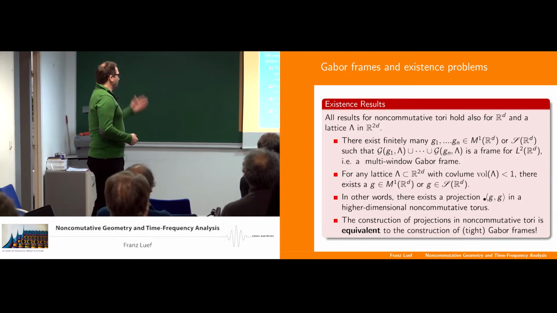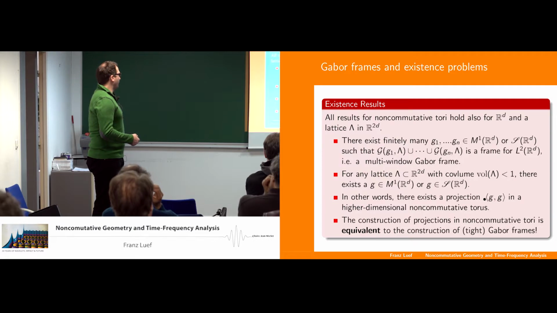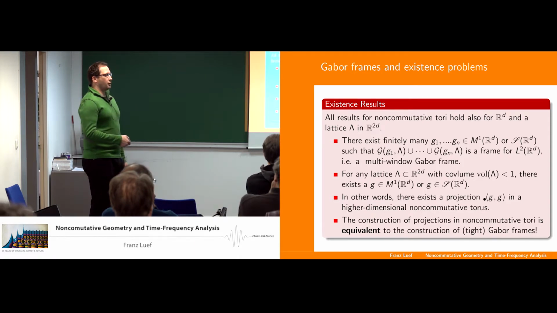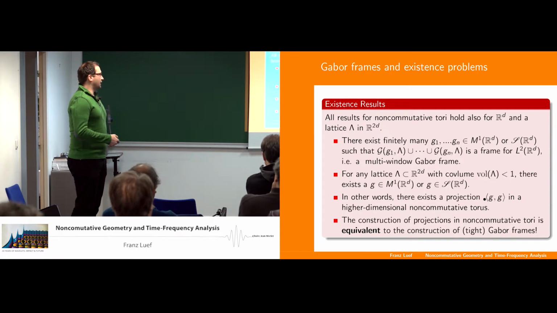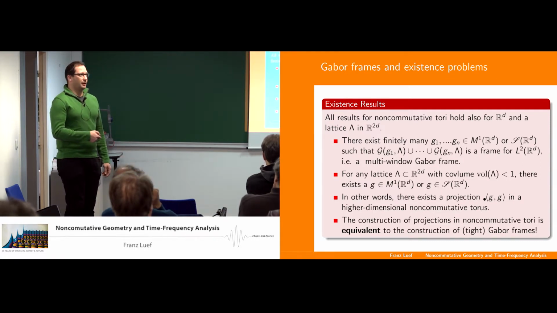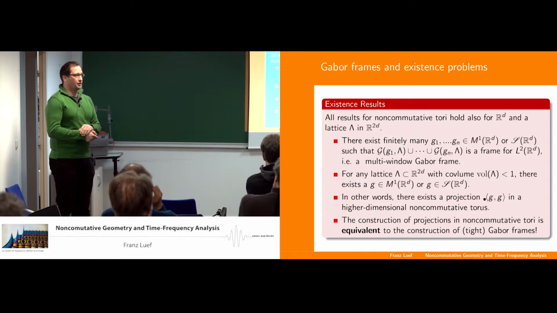Yeah, and so using this picture, you then can show that you can have nice multi-window Gabor frames, and that you can have nice Gabor frames with one generator. And it also gives, in this way, constructions of projections in noncommutative tori, in higher dimensional ones. So if you do this in the two-dimensional case, then this was actually done first by Rieffel in '81. And if you look at his paper, he uses the rotation algebra picture, which amounts to the Wexler-Raz description.